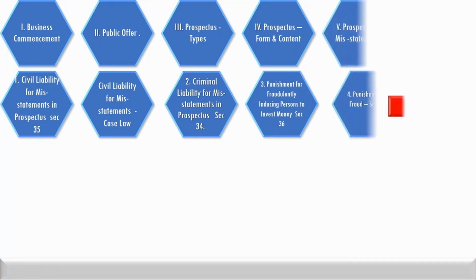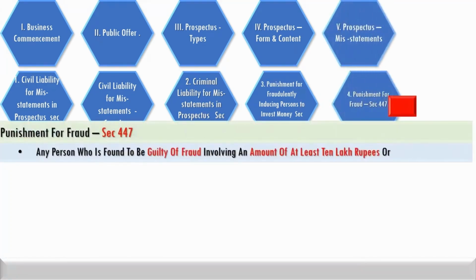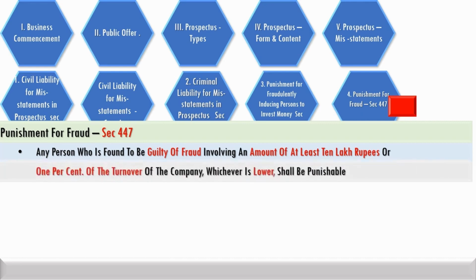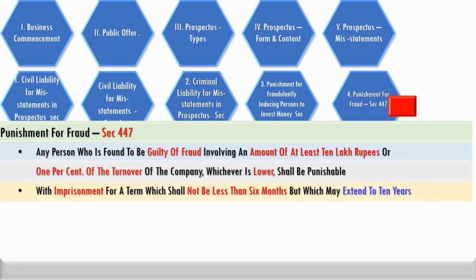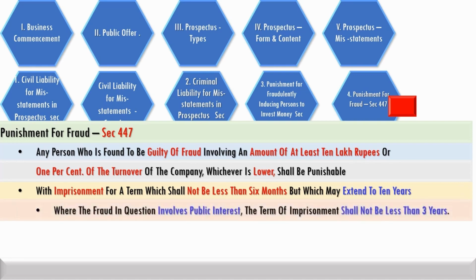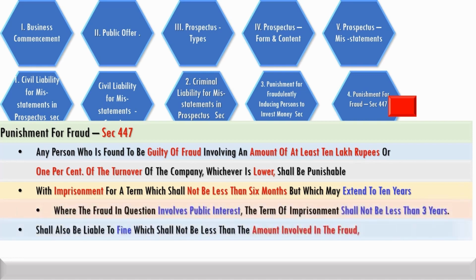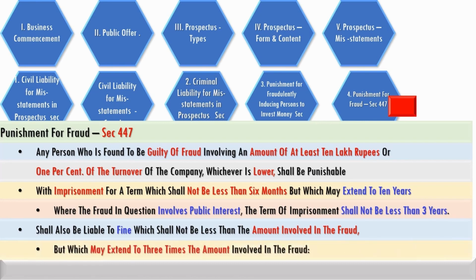Punishment as specified under section 447: a person who is found to be guilty of fraud involving an amount of at least 10 lakh rupees or 1% of turnover of the company, whichever is lower, attracts imprisonment for a term not less than 6 months but which may extend to 10 years. Where the fraud in question involves public interest, the term of imprisonment shall not be less than 3 years. He shall also be liable to a fine which shall not be less than the amount involved in the fraud, and it may extend to 3 times the amount involved in the fraud.